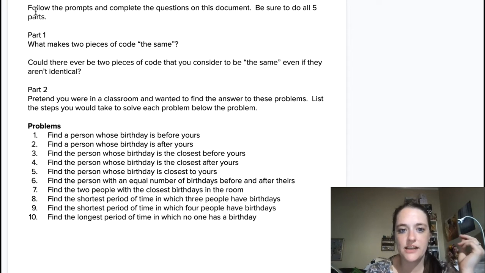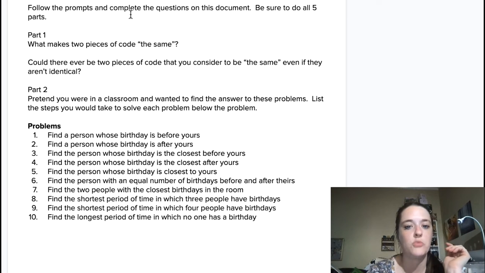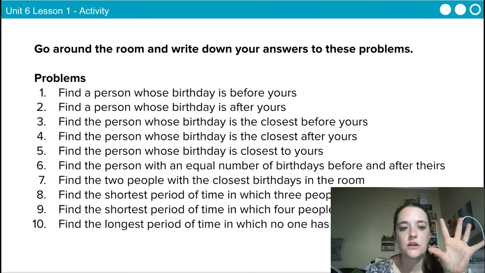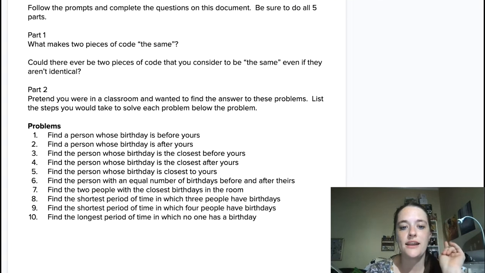The activity guide says to follow the prompts and complete the questions on the document. Be sure to do all 5 parts. So there are 5 parts. You do not have to do part 1. No part 1. You can start with part 2.